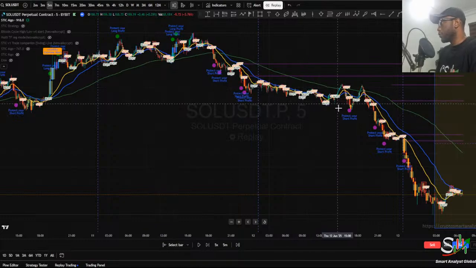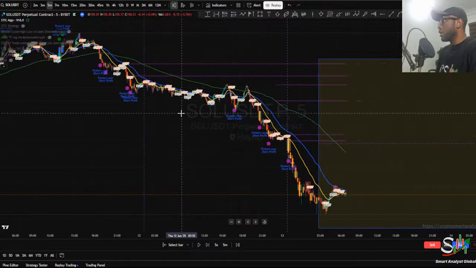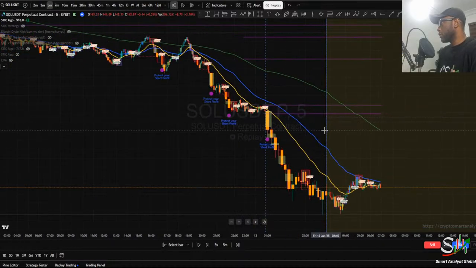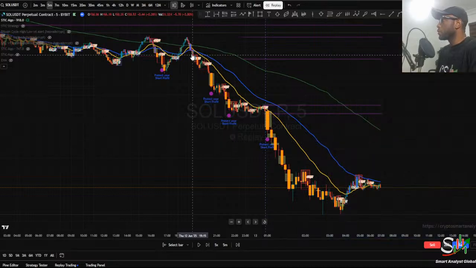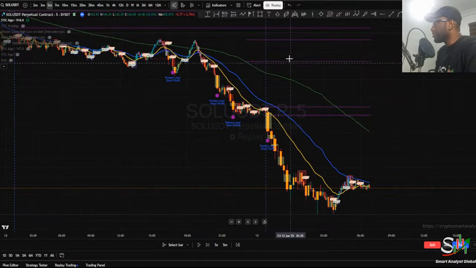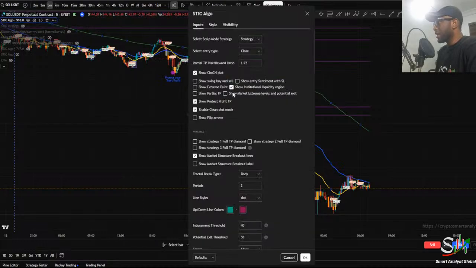So if you're checking the chart right now, I'm going to zoom in a bit so you can see what's been happening. Let me delete this. I think we're using this for. If you're looking at the chart right now, you see some dashes. You can see these red lines, and those are liquidity zones. Those are liquidity zones that STIC has already plotted for you. And this is the show institutional liquidity region.